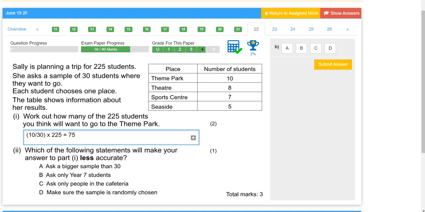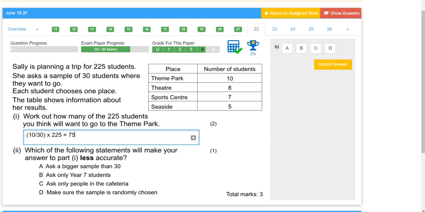Well, if you think about it, if I only asked one student, that'd be very inaccurate, wouldn't it? So the more people I ask in my sample, the more accurate it will be. So if I was to ask all 225, then actually it's going to be perfectly accurate. So A is not going to make it less accurate, it's going to make it more accurate. And similarly, making sure it's randomly chosen, so I'm choosing people at random, will make it more accurate.